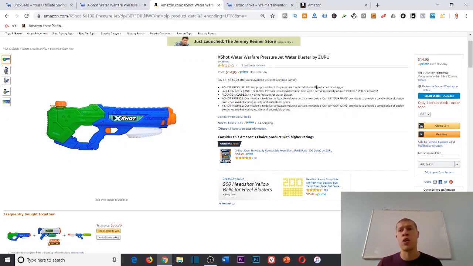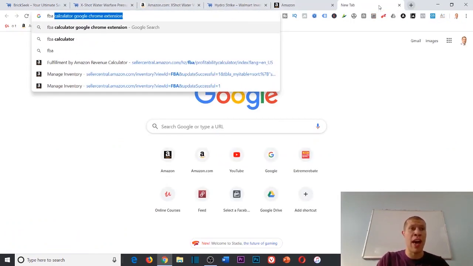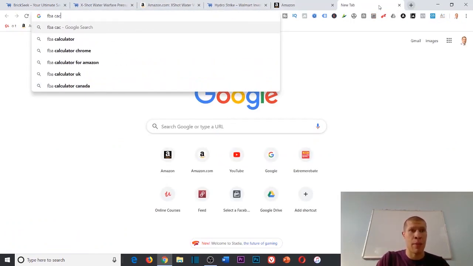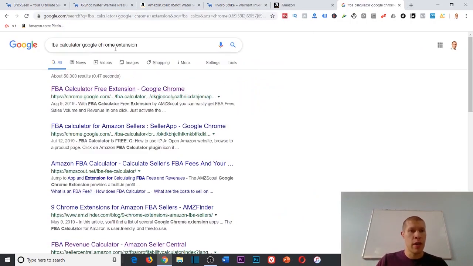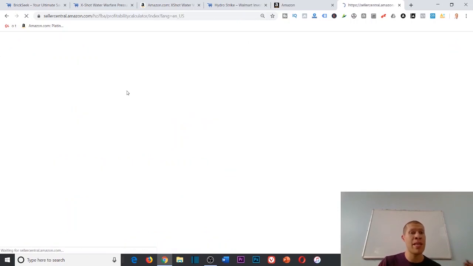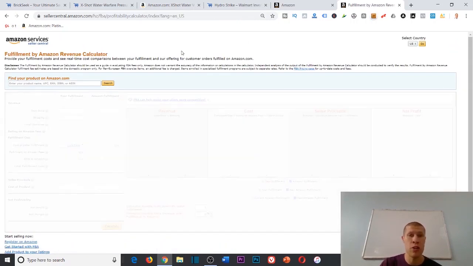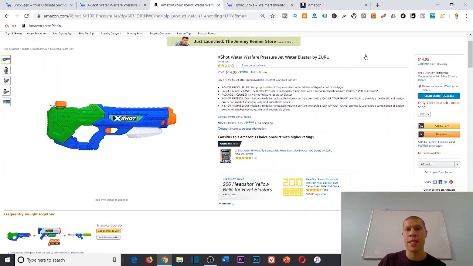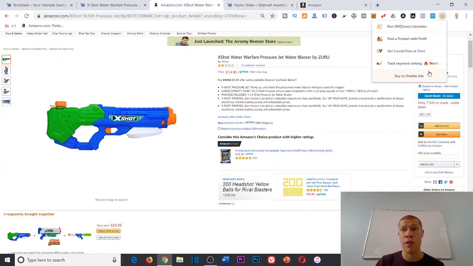The next thing that I'll do is I'll actually use this extension as well, which shows me the FBA calculator, so I don't actually have to Google FBA calculator every single time, right? Usually what I would tell people to do, and I didn't mean to hit Chrome extension there, I would just hit FBA calculator and it would take me to Seller Central to the revenue calculator. Now you can do this every time if you want. You don't need to download the extension. But what I like to do is I like to have the extension installed so I can literally just get all the data right away.